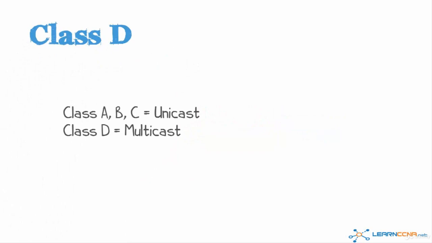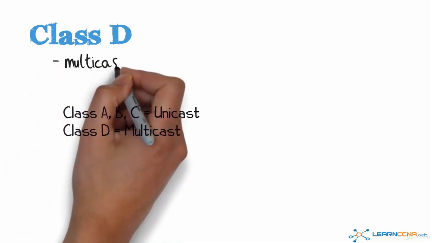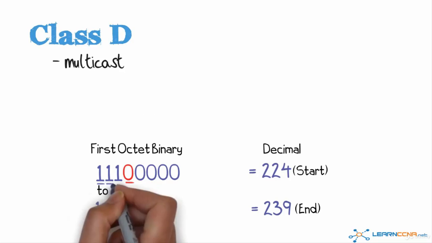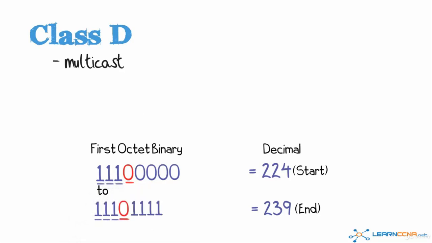Now, Class D addresses are different to Class A, B, and C. Class A, B, and C are used for unicast traffic. Class D addresses are used for multicast traffic. Now, with multicast addresses, in the first octet, the 0 is in the fourth bit position. So in these addresses, the first 3 binary bits are set to 1, followed by a binary 0. Going through all the combinations, the range is from 224 to 239 in the first octet. So this is the range of multicast addresses in IP version 4.